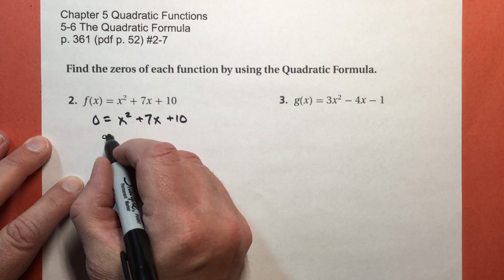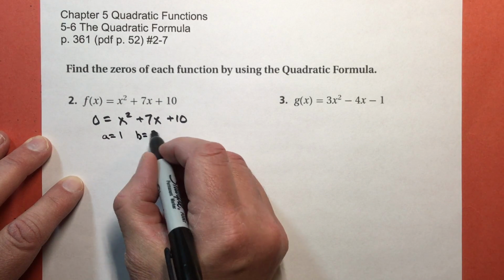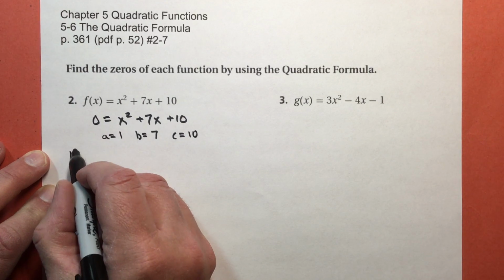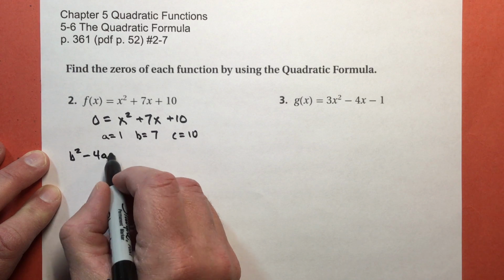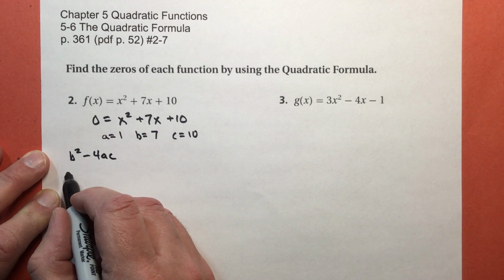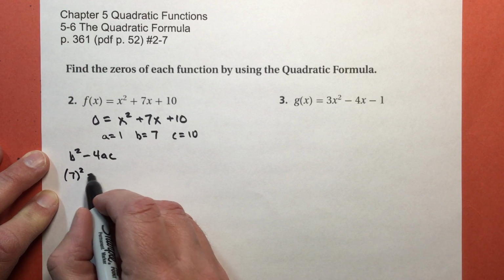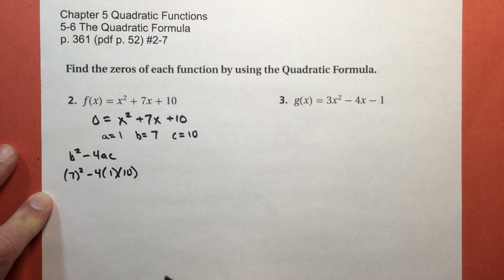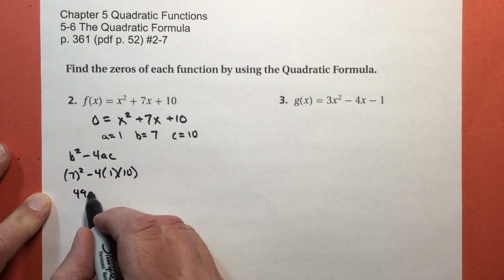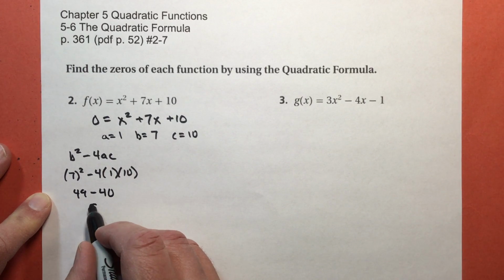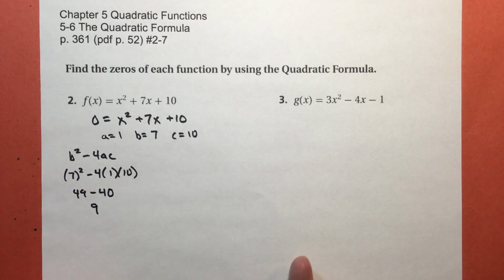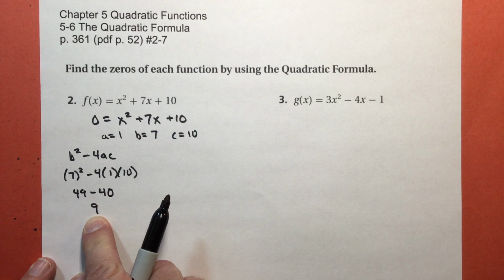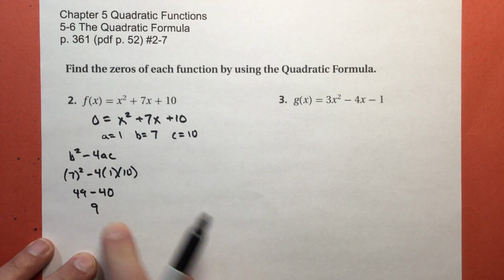Let's identify the parameters. A equals 1, B equals 7, and C equals 10. Discriminant, b to the second power minus 4ac. This is 7 to the second power. Subtract 4 times 1 times 10. 49 subtract 40 equals 9. Why is that nice? Because 9 is a perfect square. And in one of my next steps, I'm going to take the square root of it.